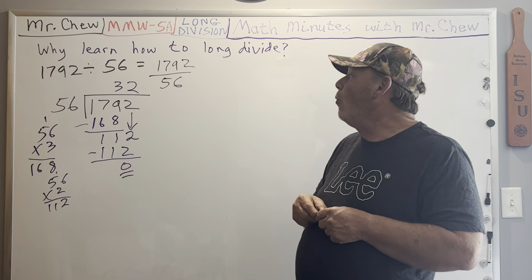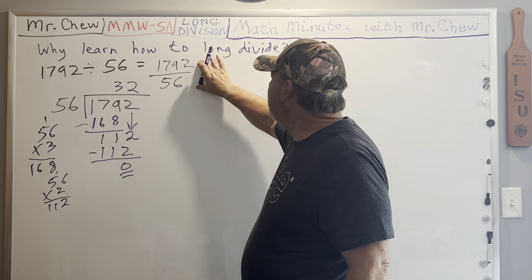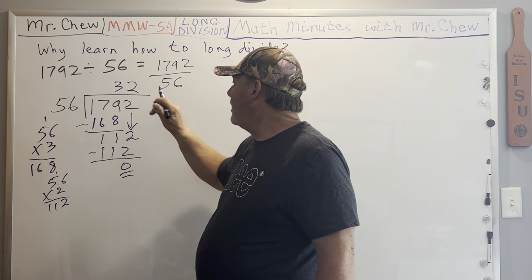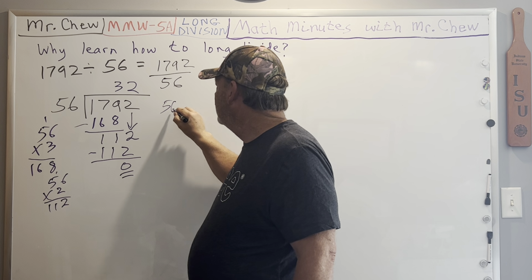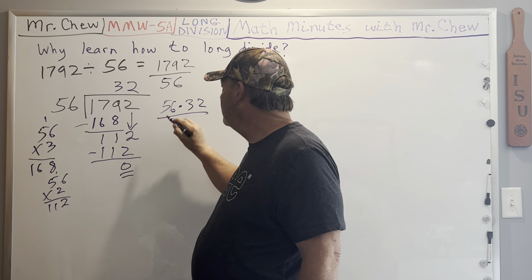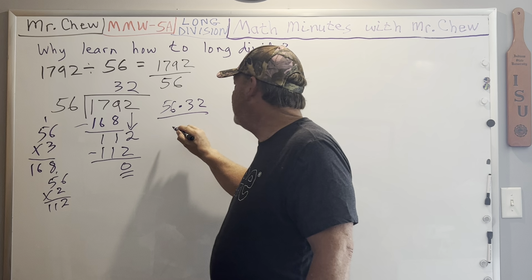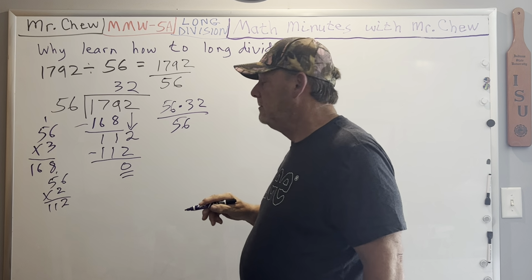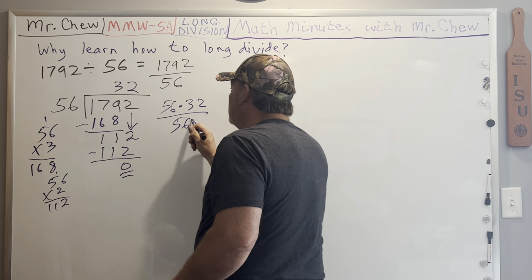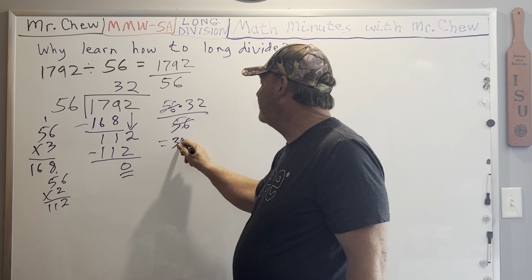Now I just want to write one more thing. We could have written this 1792 as 56 times 32. And I use my raised dot as multiplication. And I'm dividing that by 56, because that's the divisor. These two will cancel a common factor of 56, and so that equals 32, which is what I have here.